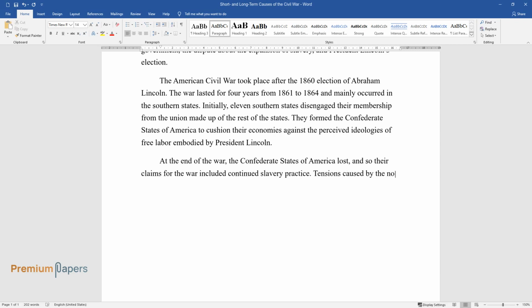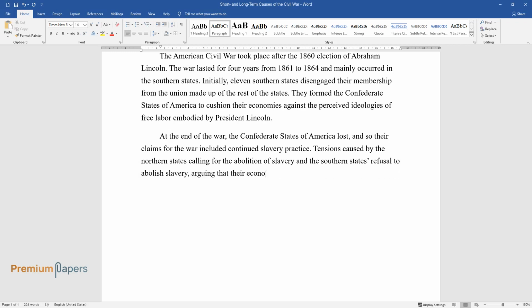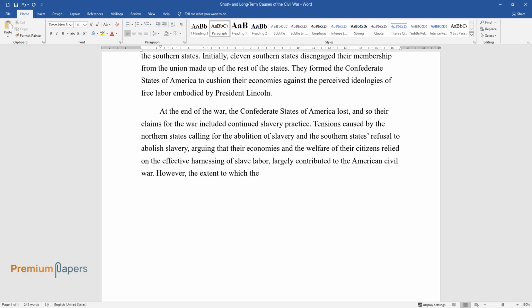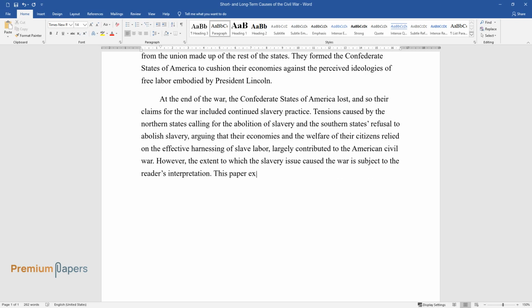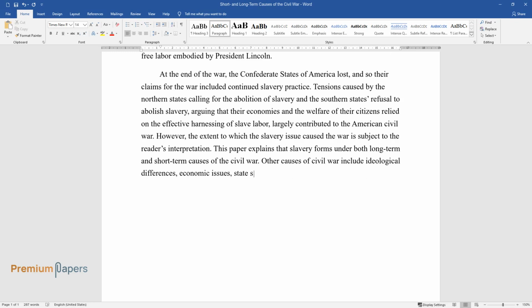Tensions caused by the northern states calling for the abolition of slavery and the southern states' refusal to abolish slavery, arguing that their economies and the welfare of their citizens relied on the effective harnessing of slave labor, largely contributed to the American Civil War. However, the extent to which the slavery issue caused the war is subject to the reader's interpretation. This paper explains that slavery forms under both long-term and short-term causes of the Civil War. Other causes of civil war include ideological differences, economic issues, state sovereignty, and a quest for power and state jurisdiction expansion.